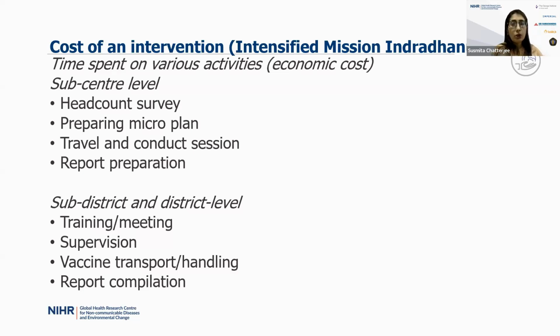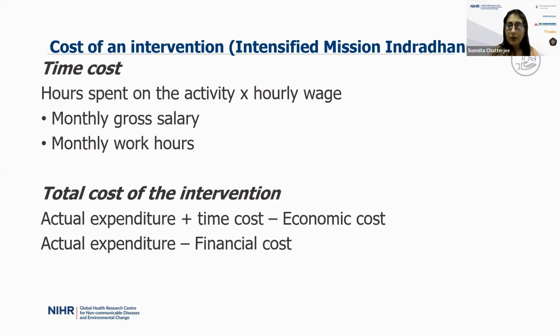We had report compilation at the sub-district level and at the district level. So we took into account everything, like the person's time spent on each and every activity, through face-to-face interviews. Now, coming to the calculation. How are you going to calculate the cost then? I know the hours spent for each activity multiplied by the hourly wage.